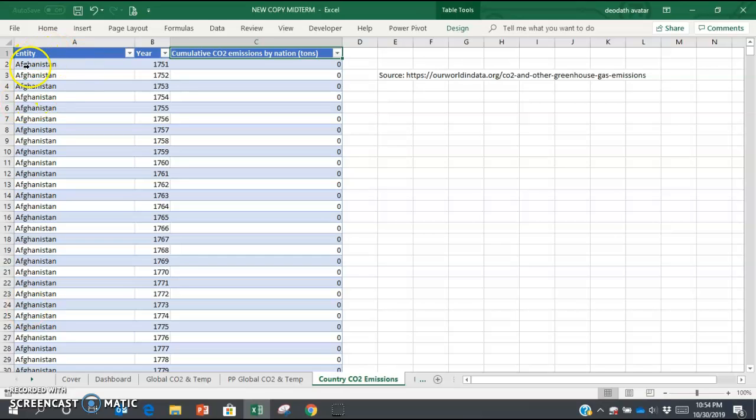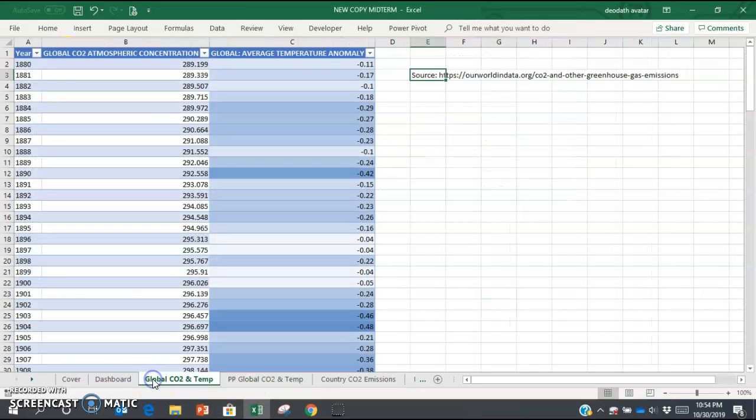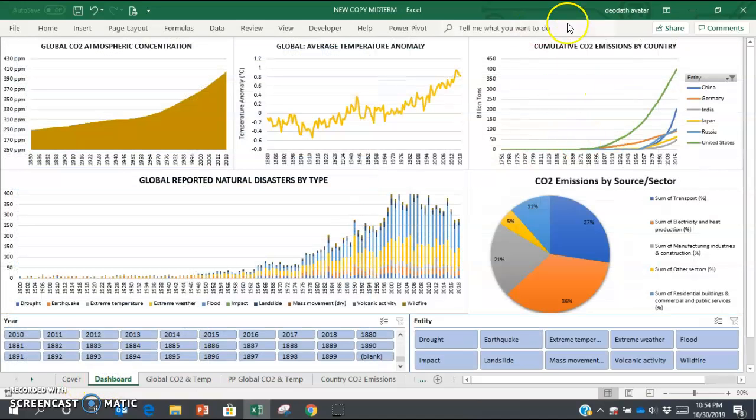So there's every single country in here, and to get to this chart, I had to do some manipulation to find the countries that emit the most carbon dioxide. As you can see, it's China, Germany, India, Japan, Russia, and the United States. And the green, obviously for the United States, shows that the United States has emitted the most carbon dioxide since 1751, the time period of this chart.